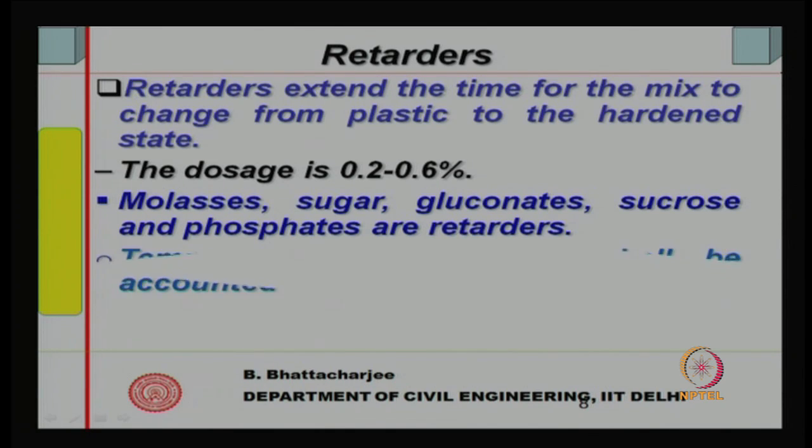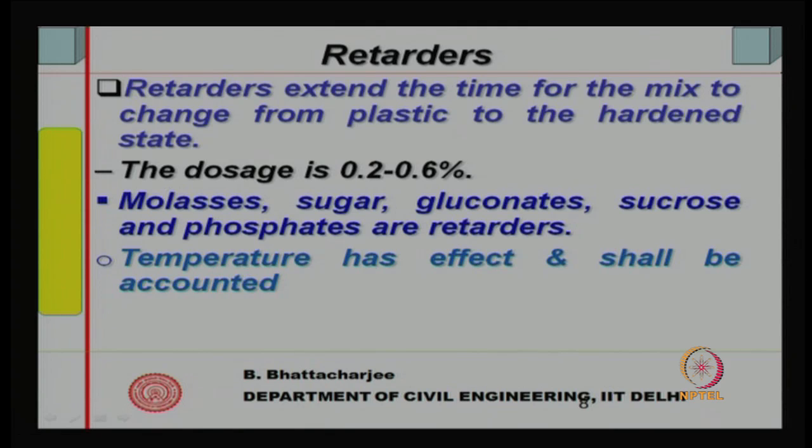So, they are the retarders. In fact, sugar is a good example. Supposing your agitator truck is stuck in traffic, and you know that you will not be able to reach the site in time, and actually it will set by the time you reach, because of a traffic jam or something like that. Well, if you put some retarder like, let us say, sugar in sufficient amount, it will never set.